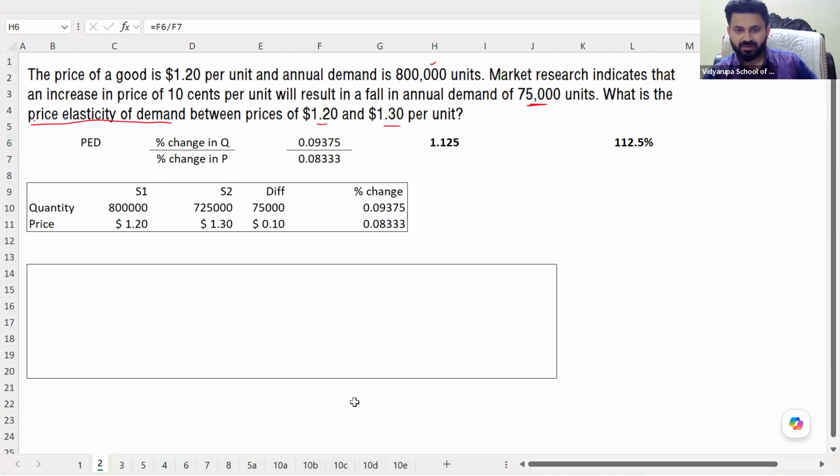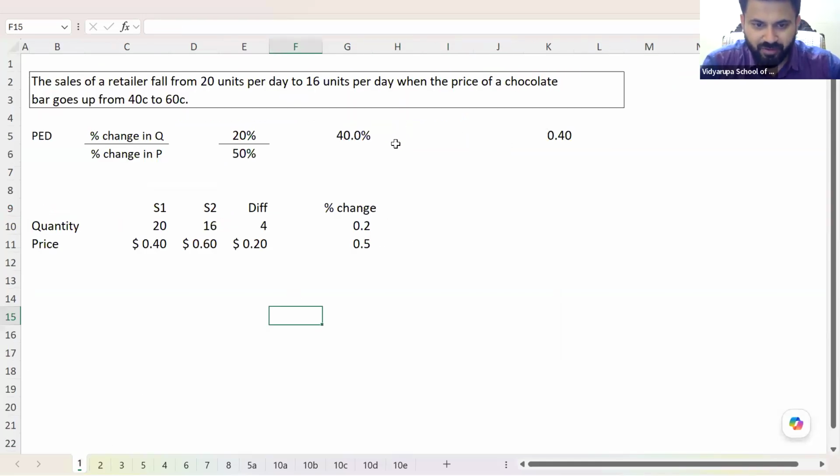40 is inelastic. 112.5 is elastic. Thanks, Santosh. I happily agree. This 112.5 or 1.125 will be called elastic in nature. And this one, 40% or 0.4, will be referred to as inelastic in nature. Done for the time being.